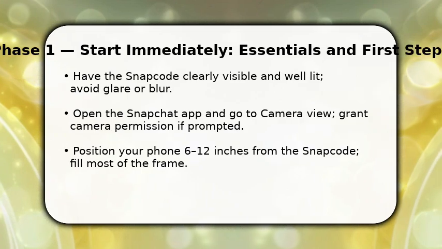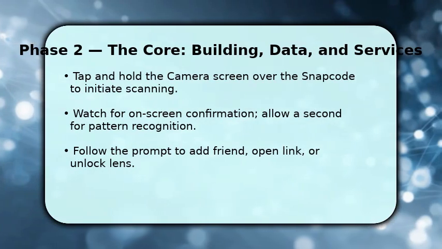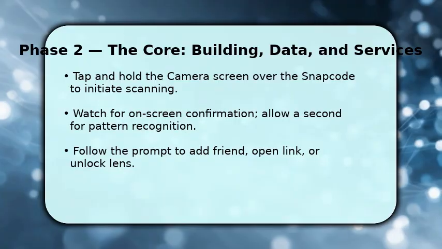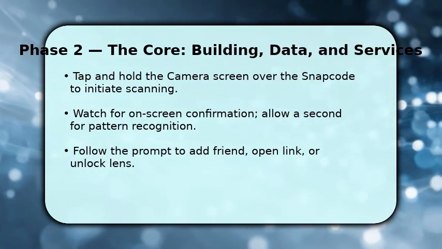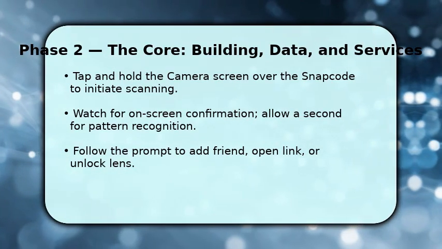Now you scan. Tap and hold anywhere on the camera screen while the Snapcode is centered. Snapchat analyzes the unique dots and ghost. Hold still for about 1 second so the app can match the pattern.